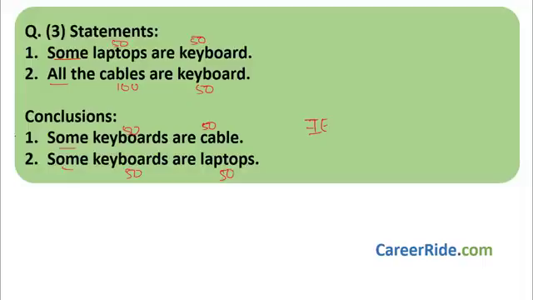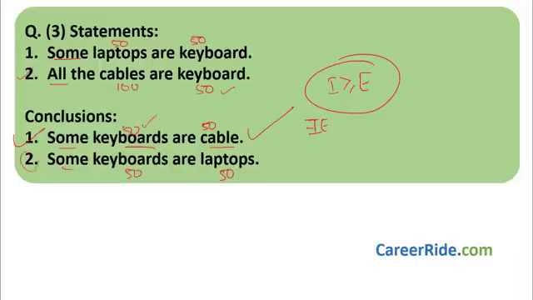Some first conclusion is some keyboards are cables. Keyboards and cable, which sentence? In statement number 2, we find cable and keyboard together. Cable income is 100, cable expenditure is 50. Condition is satisfied, income greater than or equal to expense. Keyboard income is 50, keyboard expenditure is 50. Condition is satisfied. This is a valid conclusion.